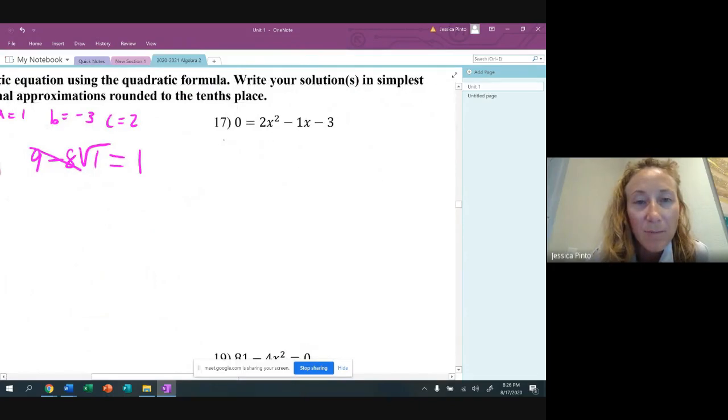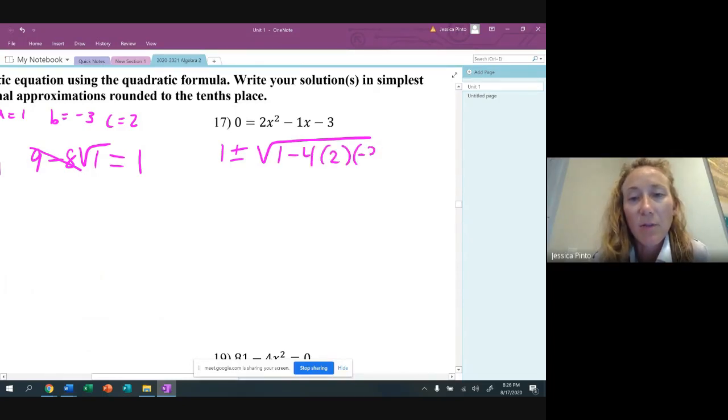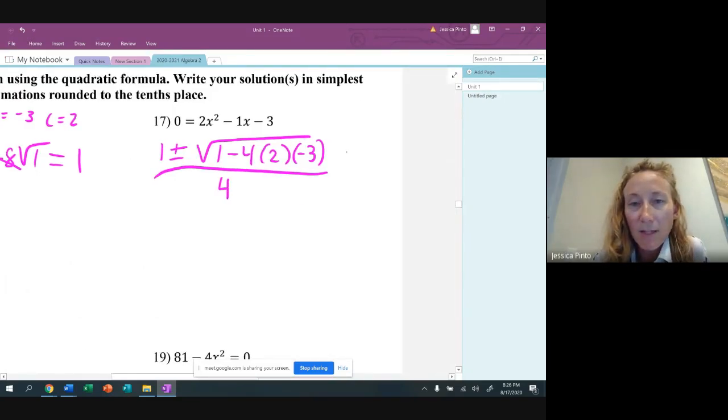Opposite of b, 1, plus or minus the square root of b squared, 1, minus 4 times 2 times negative 3, all divided by 2a, which is 4 in this case. Now I'm going to do my side work. It's going to be 1, and it's going to be plus because there are two negative signs. 4 times 2 is 8. 8 times 3 is 24. 1 plus 24 is 25. Oh my gosh, I like this one. The square root of 25 is 5.